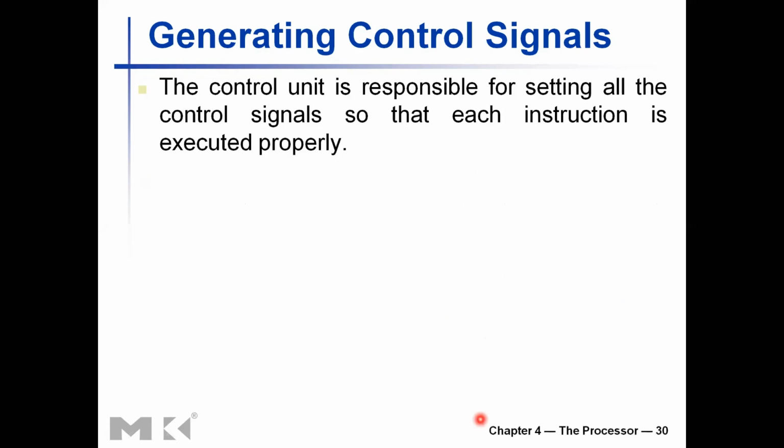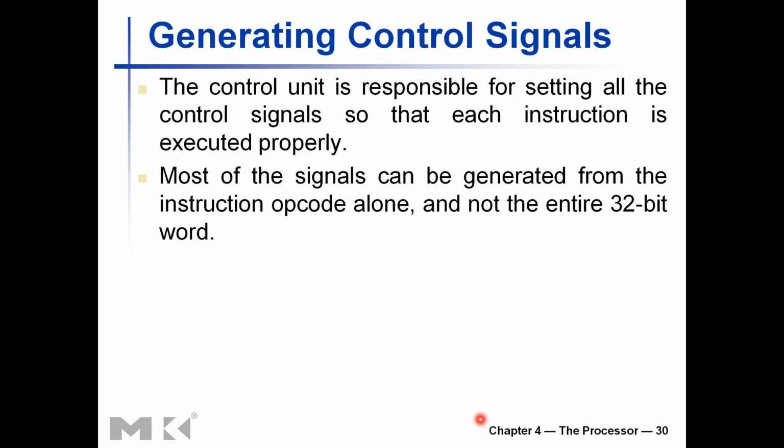Right. So this control unit, the circuitry, is responsible for setting the correct values for those control signals that we just discussed, those 9 bits of output, setting the correct values on those outputs to make sure that your instructions are executed properly.